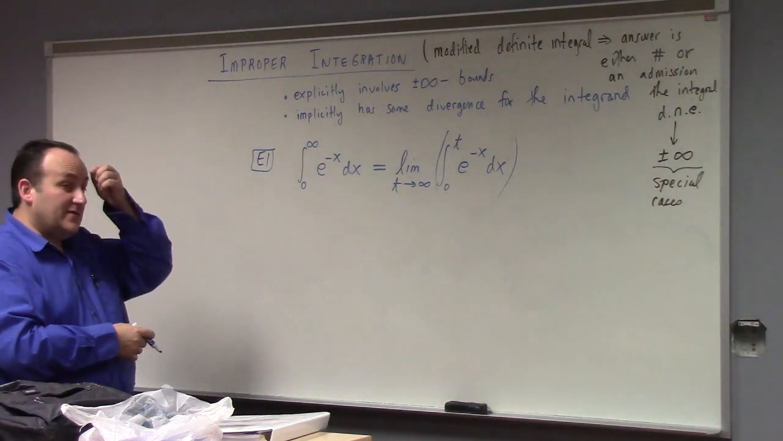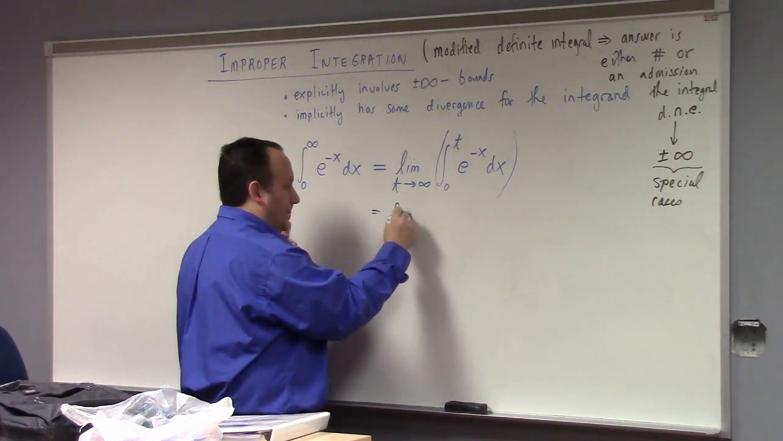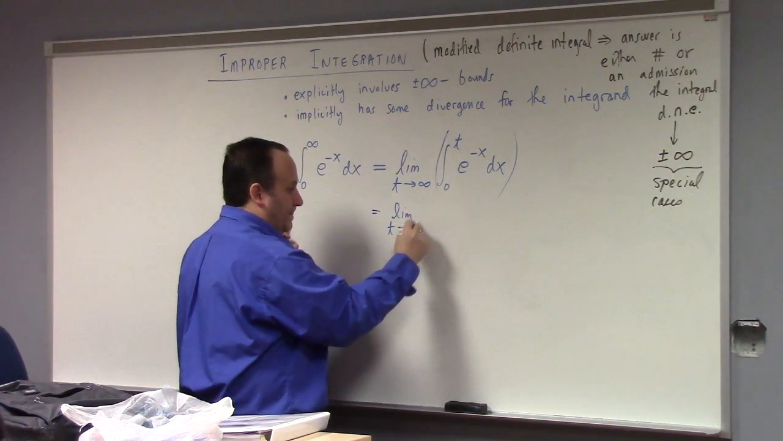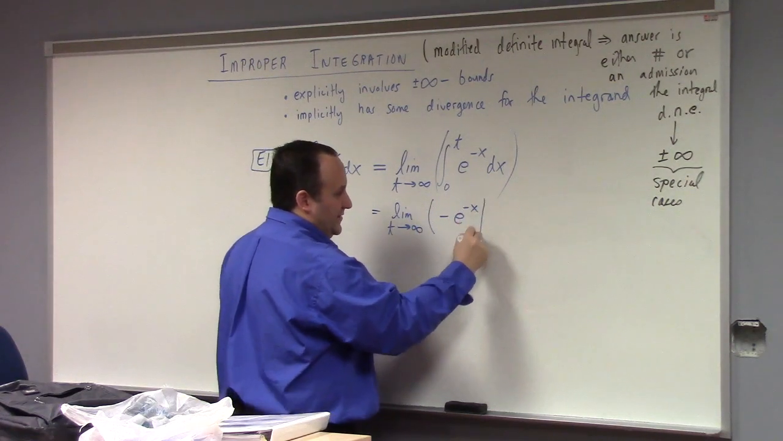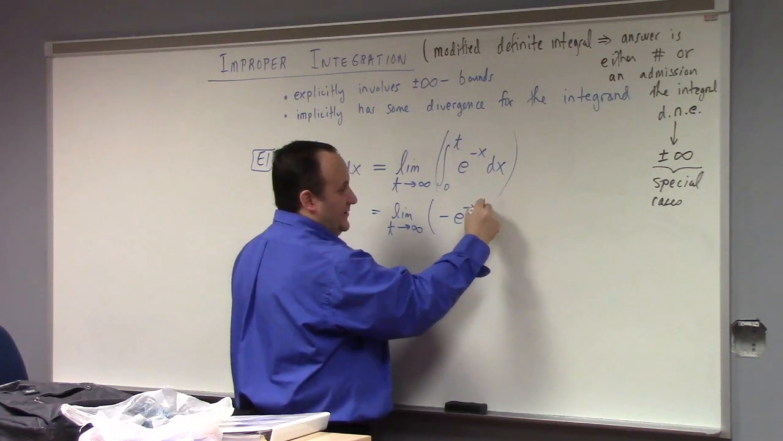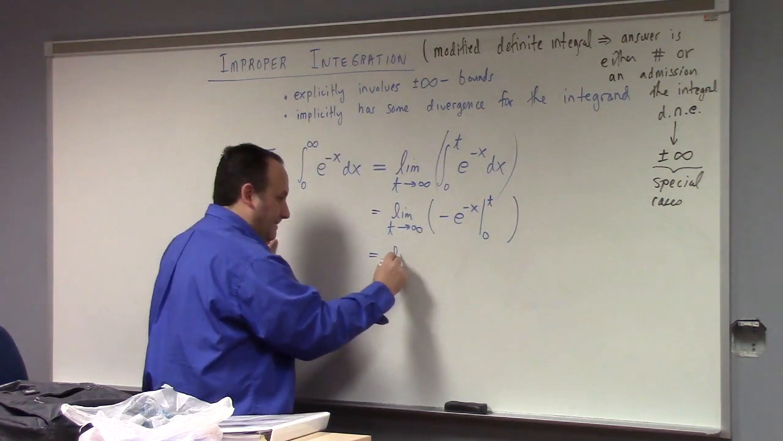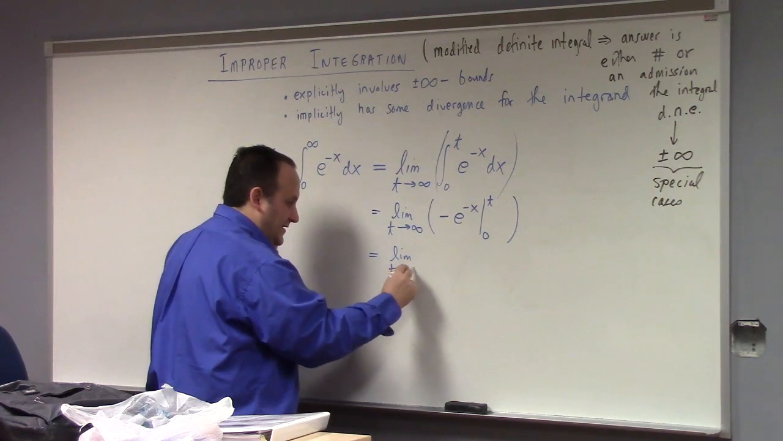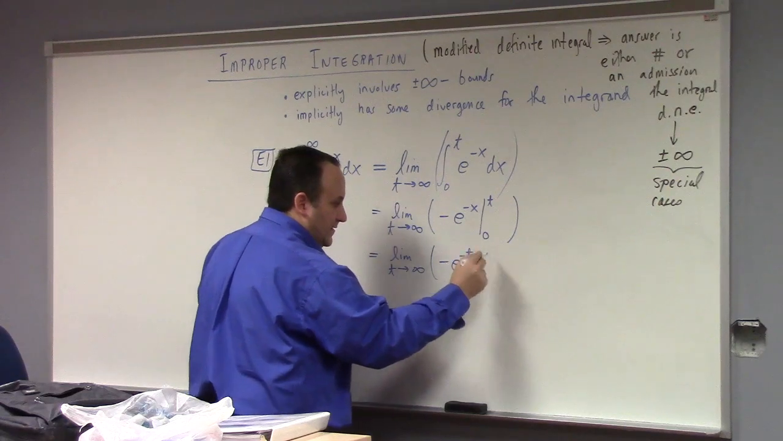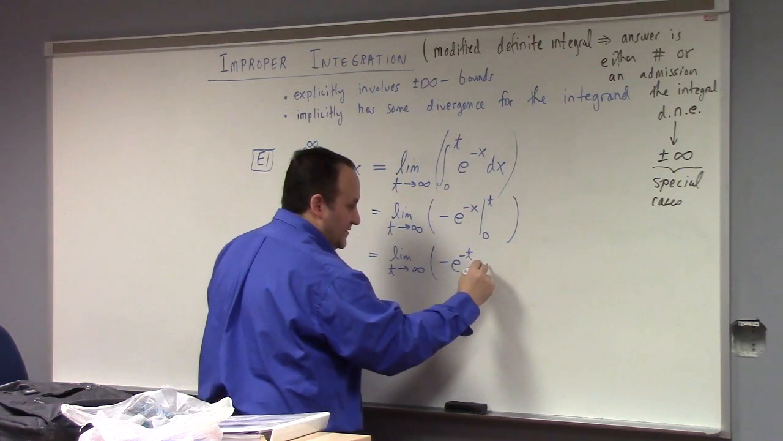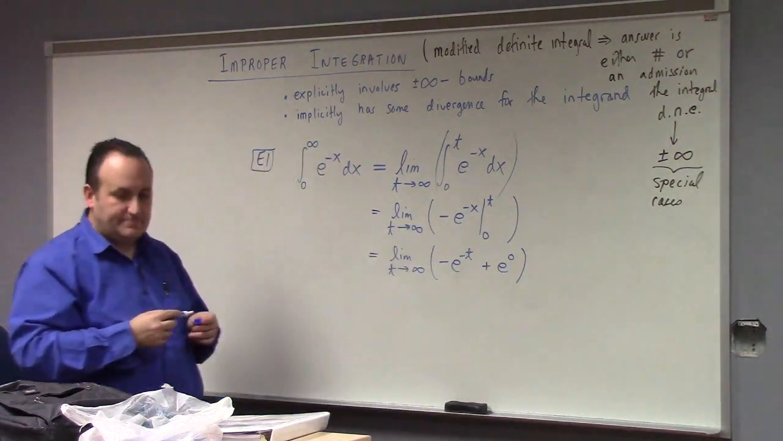So what is the integral of e to the minus x? We get minus e to the minus x. By the fundamental theorem of calculus part 2, we evaluate from 0 to t. What does that give us? The limit as t goes to infinity of minus e to the minus t minus minus 0, so plus e to the 0. What's the answer here?